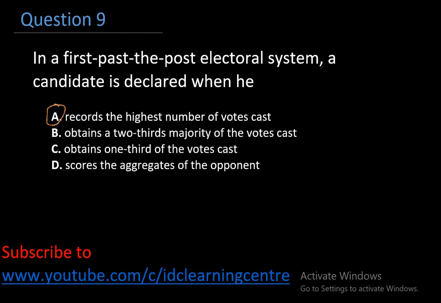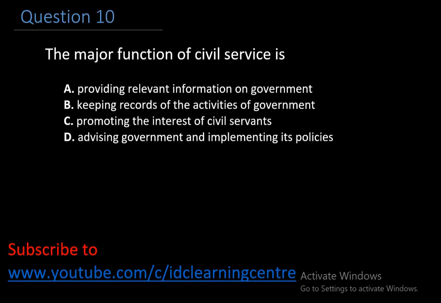Question 10. Alright, this question says, the major function of civil service is A, providing relevant information on government, B, keeping records of the activities of government, C, promoting the interests of civil servants, D, advising government and implementing its policies. The right answer is D. The major function of civil service is to advise government and implement its policies.